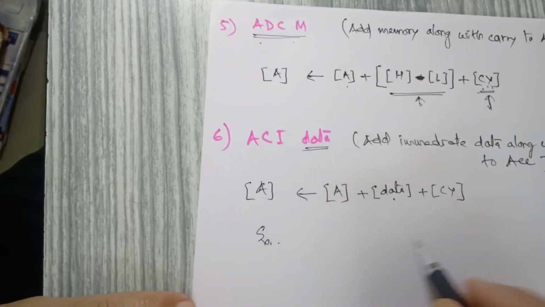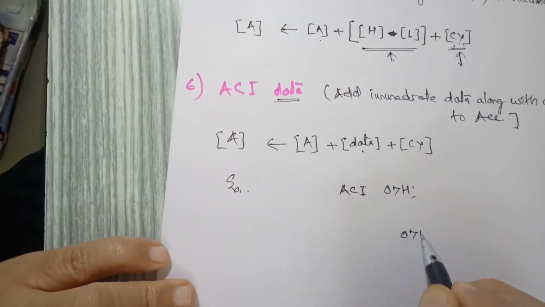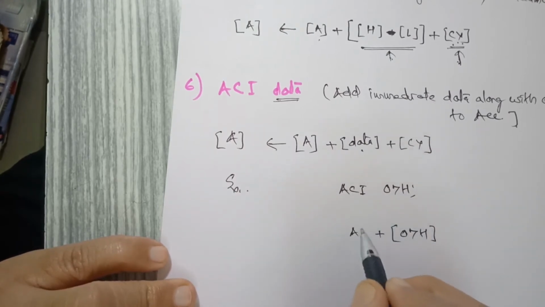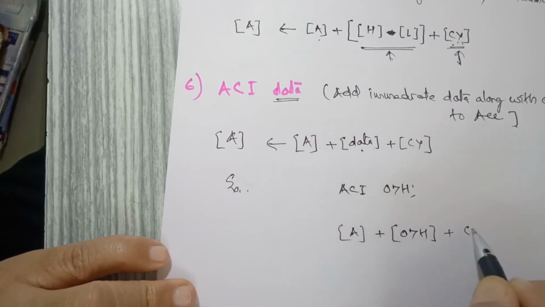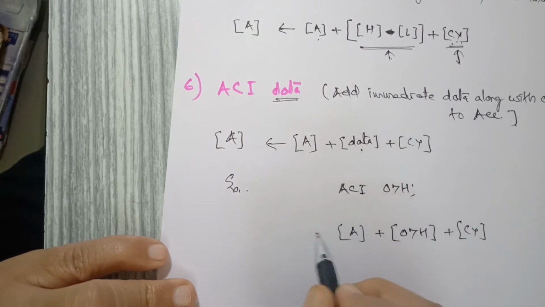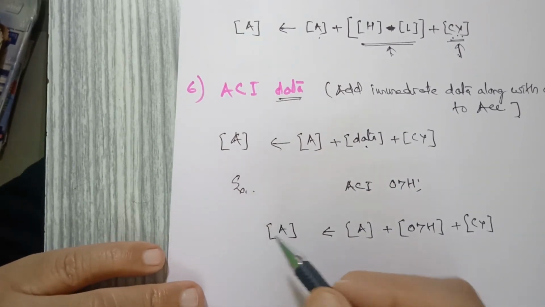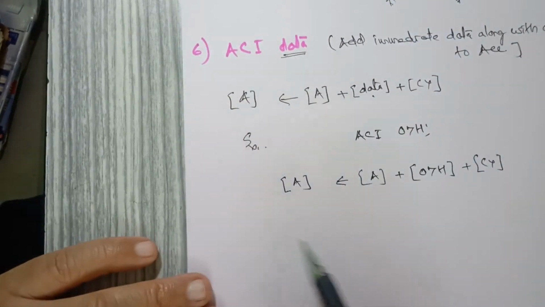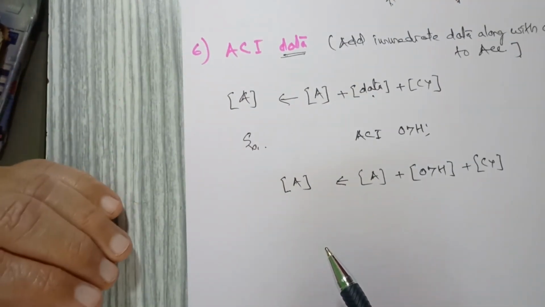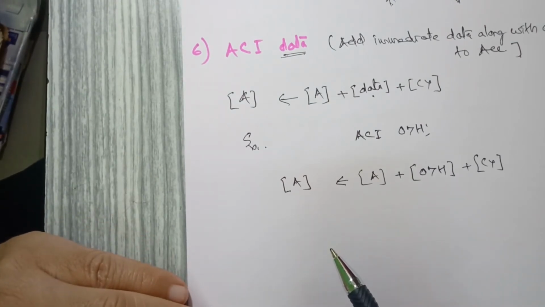So what can be an example of this? ACI 07 hex. It means that 07 hex, the immediate data, whatever you give there, will be added into the accumulator along with the carry. If it is 1, 1 will be added. If it is 0, nothing will be added, and the sum is placed into the accumulator. So very simple. Of all the instructions, the first instruction was without carry, and the next 3 instructions are with carry.